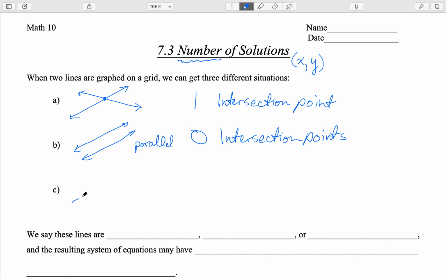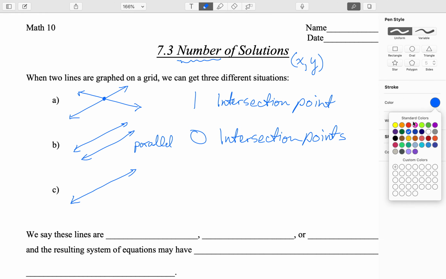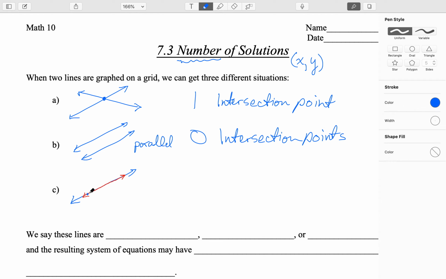Now, the third possibility is kind of silly, and it is a possibility, but here's what I'm going to do. I'm going to do one line there, and then I'm going to do another line here. The other line is right on top of it. So it's really the same line, just twice. These are parallel, but one's been moved over. These are parallel, and it's the exact same line. So in other words, they hit here, and here, and here, and here, and here. They intersect at how many points? Well, seeing as it goes on forever, there's an infinite number of points.